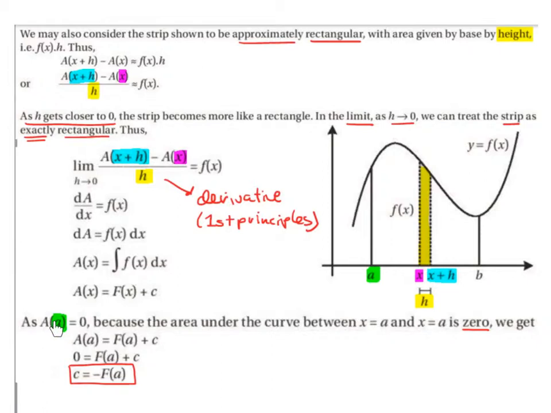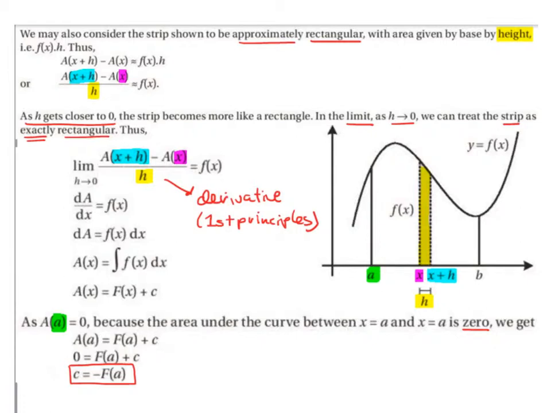As A of a is equal to 0, because the area under the curve between x equals a and x equals a is 0, so obviously if this is the point A, then the area between this point and itself is 0, because there is no space in between this point and itself. So A of a is equal to 0. The area below the f of x graph, below our curve, between a and a is 0, because there is no space between a and a, because it's just itself. We get A of a equals F of a plus c.